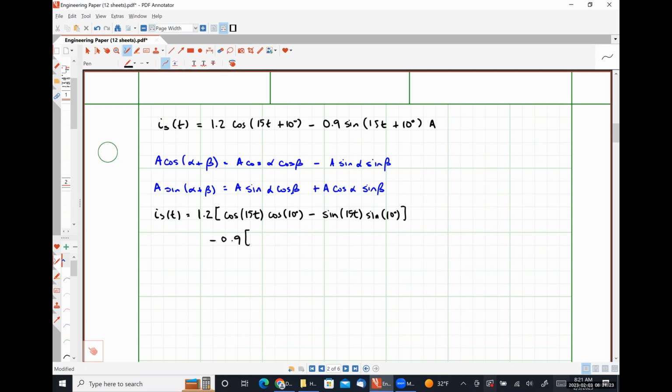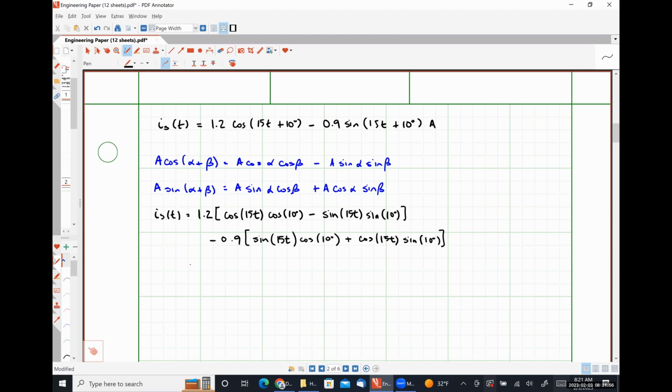0.9 times the sine of 15t cosine 10 degrees plus cosine of 15t sine of 10 degrees. So that's just me using those two trig identities.